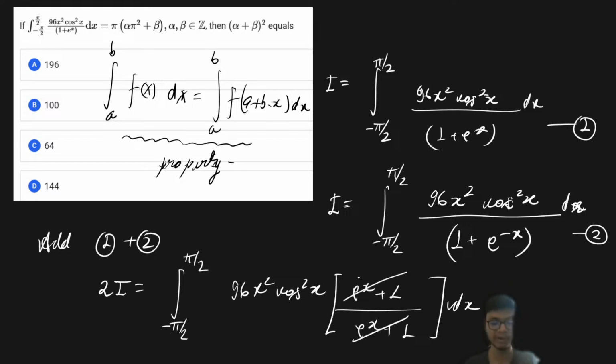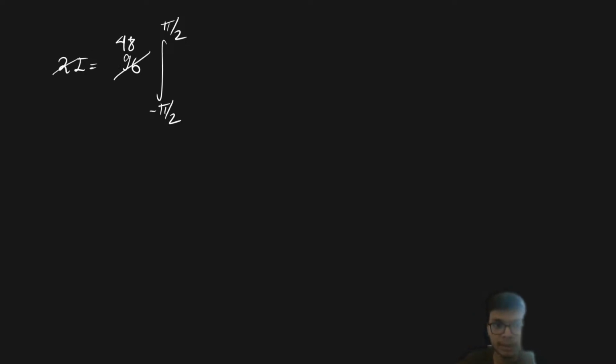Ultimately the integral is going to simplify to 96 times x square into cos square x. Now we are going to simplify this expression: 2 times the integral is going to be 96 times the integral going from minus pi by 2 to pi by 2. Again you can simplify this limit also, that is totally your wish. So this is going to be 48 times over here, and since this function is an even function, you can replace this integral in terms of 0 to pi by 2, and that will be 2 times the integral from 0 to pi by 2. So you can do that also.